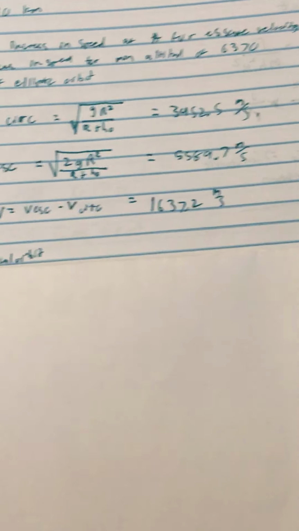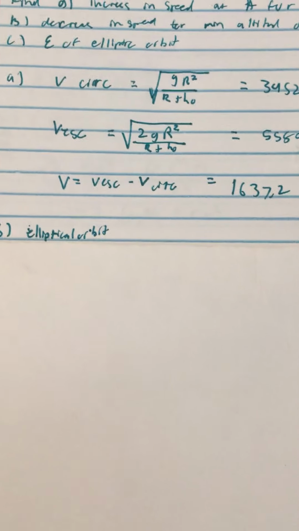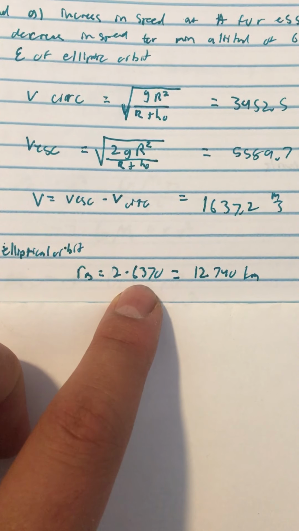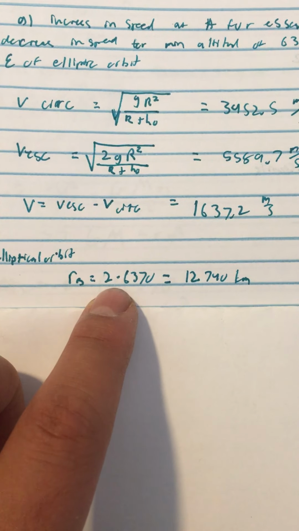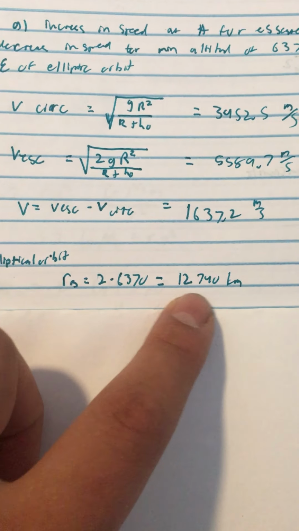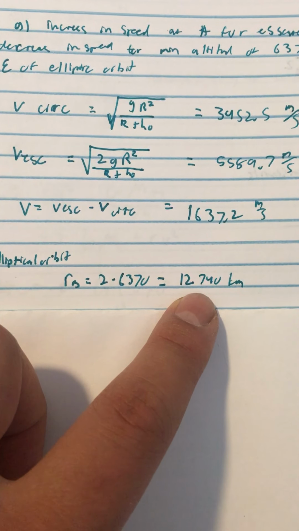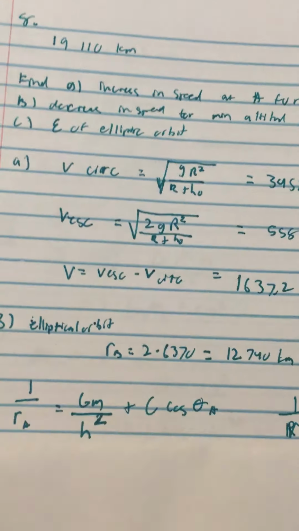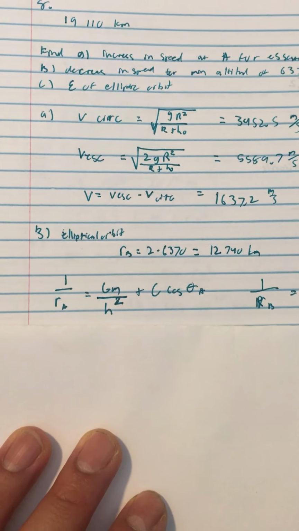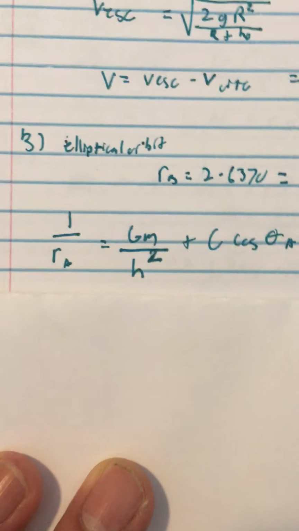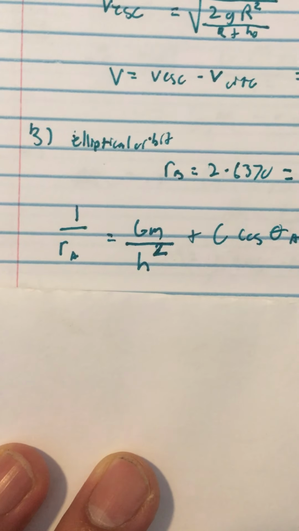And B, the speed decrease we need to reach that minimum point. So we know R at that minimum point. So RB equals 2 times that, and we're going to get 12,740 kilometers. Setting up our equations that we know, this is for our A point. Then this is going to be for our B point.